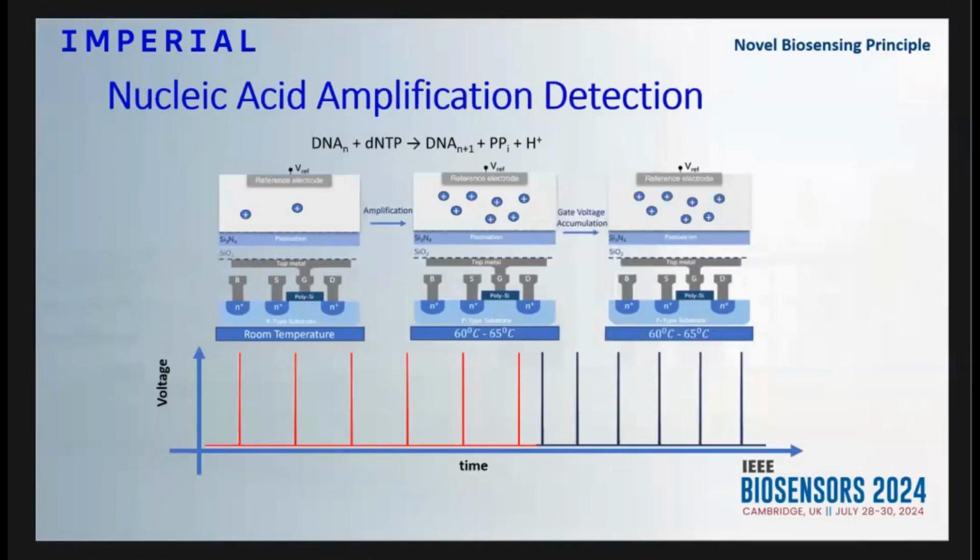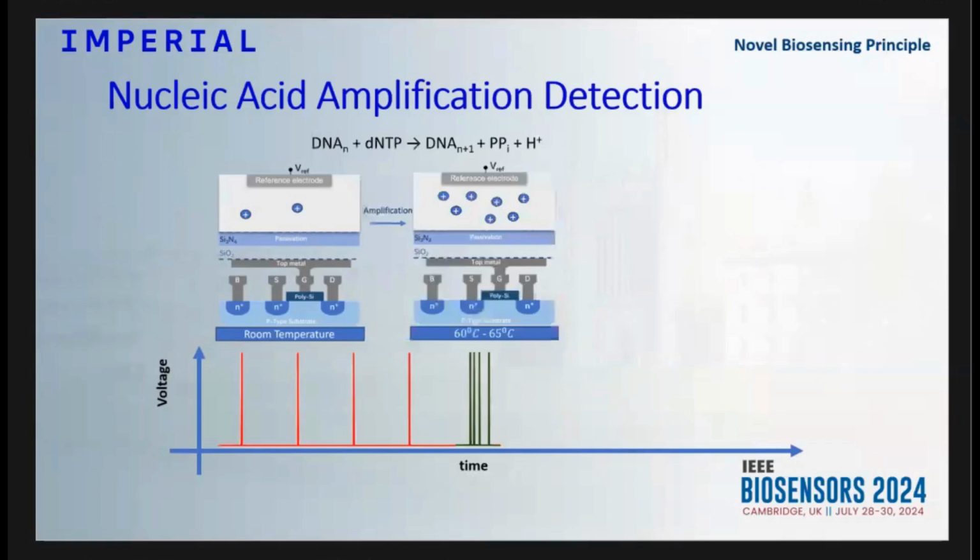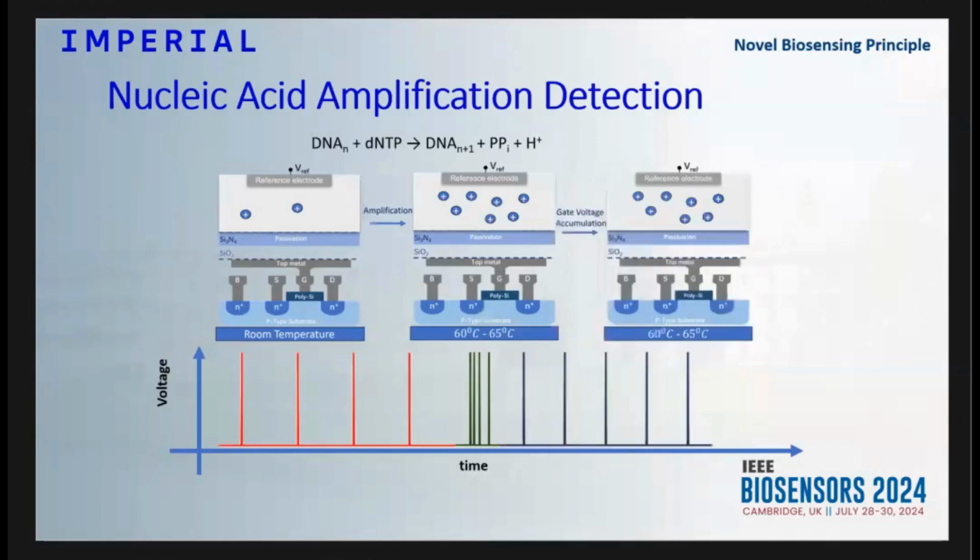Well, what we decided to do was let's allow it to spike at a certain frequency, but as soon as amplification occurs, it goes, hey, me, I've seen the amplification, right? That's what it's doing here. After that, when gate voltage accumulation starts to occur, it stops spiking at the same frequency. It slows down again. And so you see that we can detect a region of amplification inside the pixel.